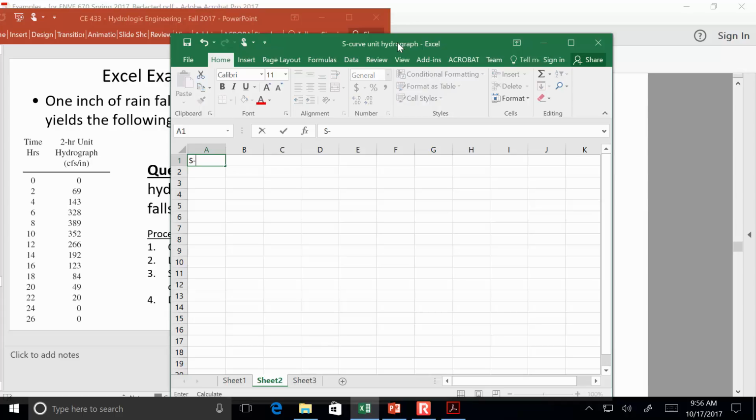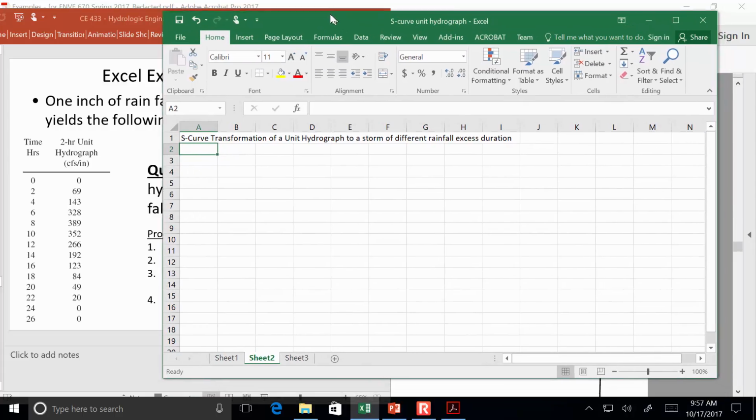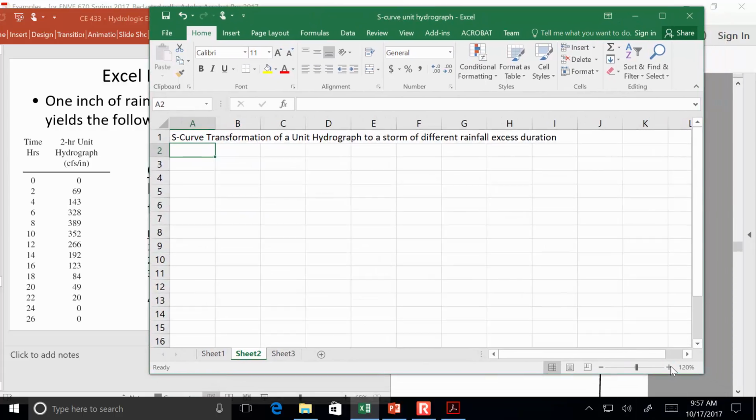So this is an S-curve transformation of a unit hydrograph. We're changing here the duration of the rainfall excess from 2 hours to 4 hours. And the first thing that we want to have is a column that has our time in hours. So we'll just put in the given data off of this example.